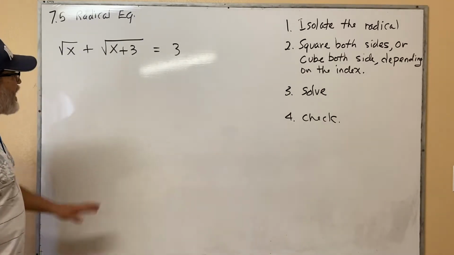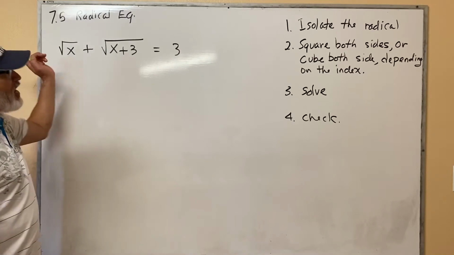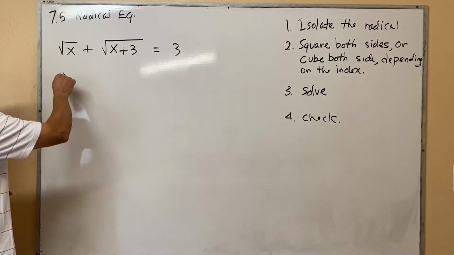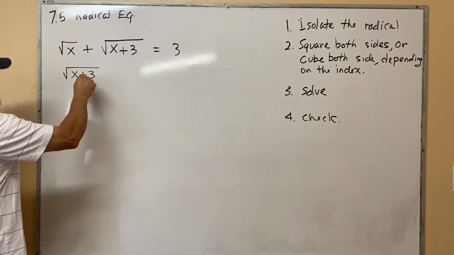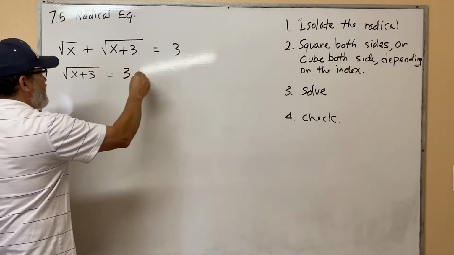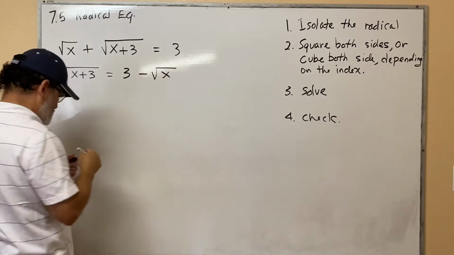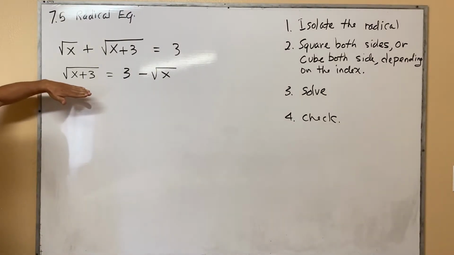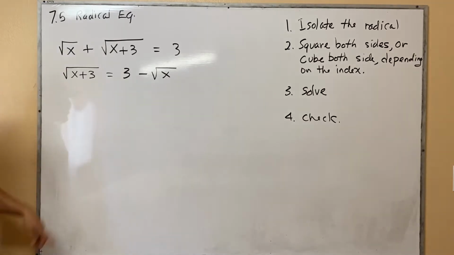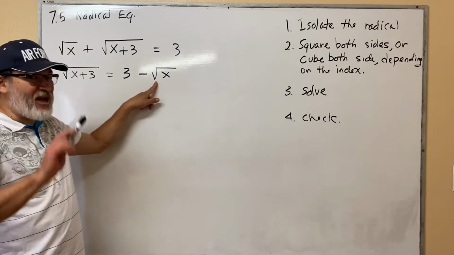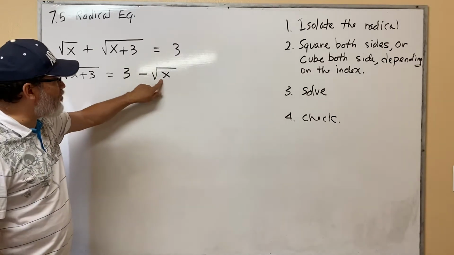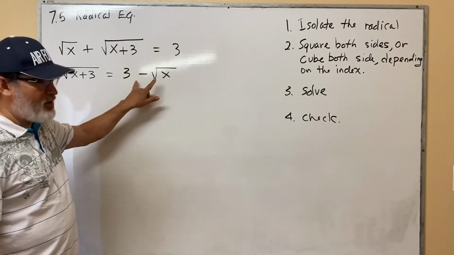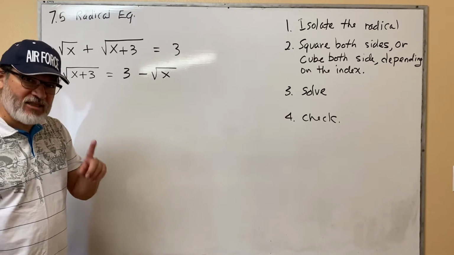Okay. So to isolate this radical, I'm going to bring this to my right. Watch this. The square root of x plus 3 equals 3 minus the square root of x. Okay? So this radical is now by itself. Now if I square, this radical is going to go away. This radical is not by itself. No, it isn't. This radical belongs to a binomial. Look, 3 minus the square root of x. That's a binomial.